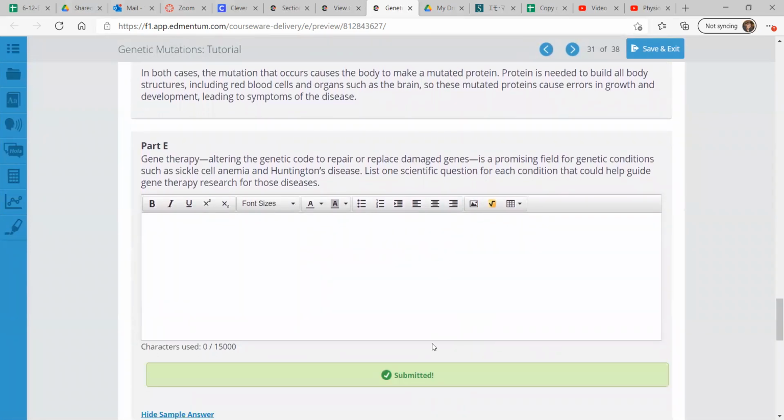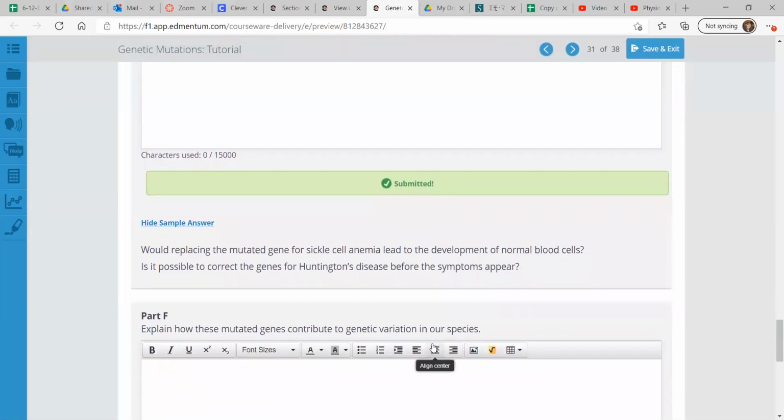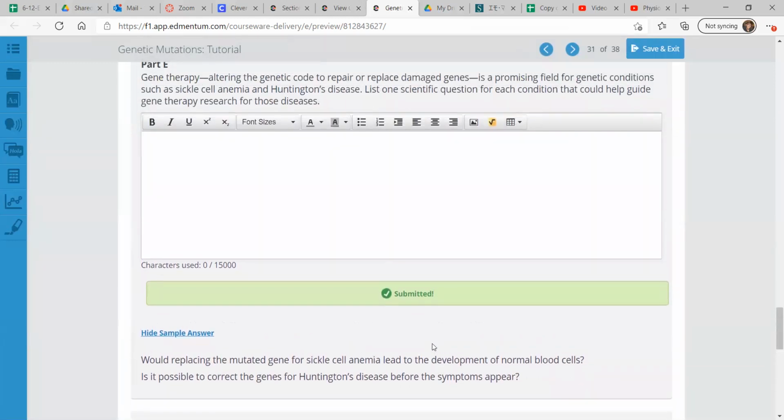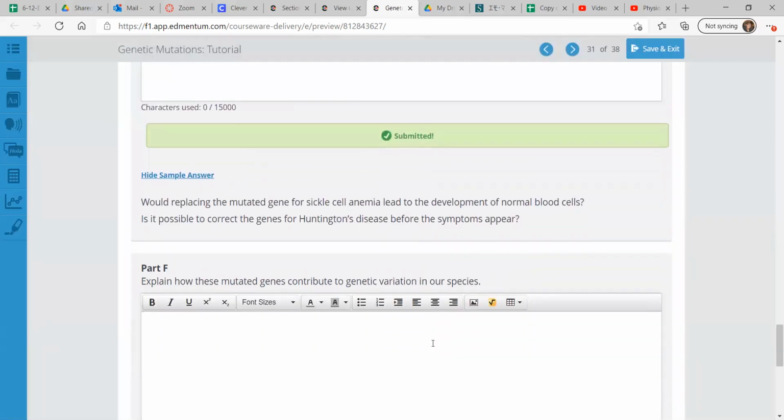Gene therapy, altering the genetic code to repair or replace damaged genes, is a promising field for genetic conditions like sickle cell anemia and Huntington's disease. List one scientific question for each condition that could help guide gene therapy research for those diseases. Would replacing the mutated gene for sickle cell anemia lead to the development of normal blood cells? Is it possible to correct the gene for Huntington's disease before the symptoms appear? Those are some scientific questions for each condition that could help guide researchers.